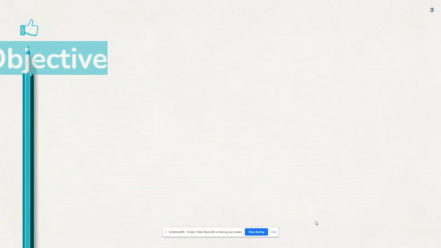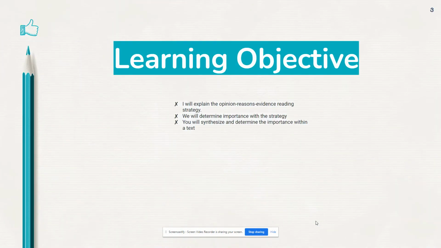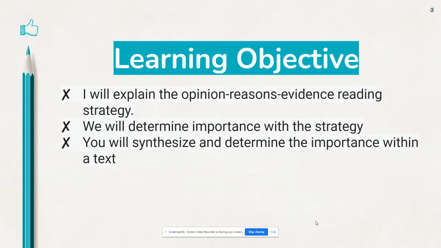Here are our objectives for this lesson. I will explain the opinion, reasons, evidence, reading strategy. We will determine importance of the information with this strategy and notice the layers that the author creates. And then you will synthesize and determine the importance within the text.